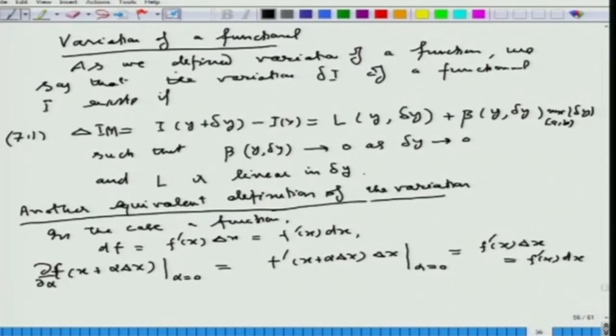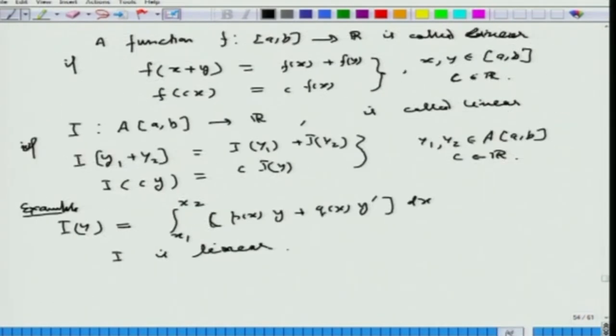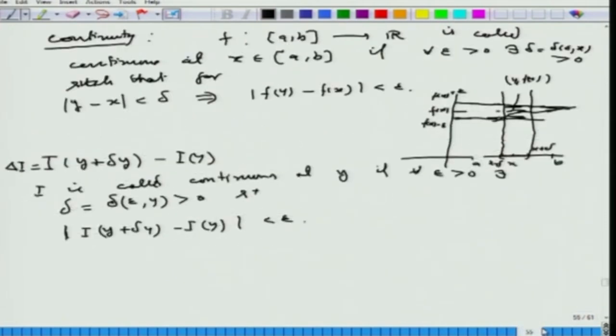We first recalled the definition of the differential of a function, which was defined like this. We had a function f(x) from a to b to R, and we considered its differential defined as df equal to f prime x dx, where for independent variable x, dx equal to delta x. So, for an independent variable, the differential is equal to the increment itself. For a function f, we saw that its increment delta f is actually equal to f(x plus delta x) minus f(x), and that if f is differentiable, then it can be written as we have seen.